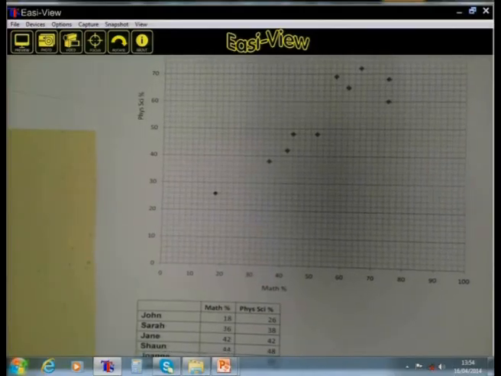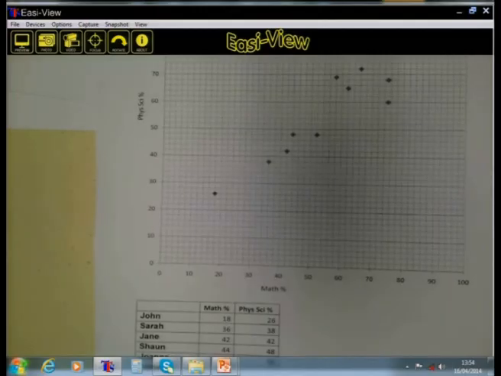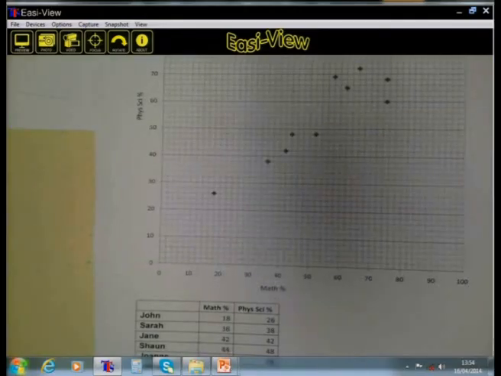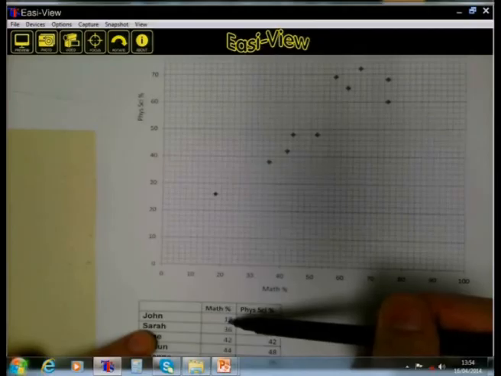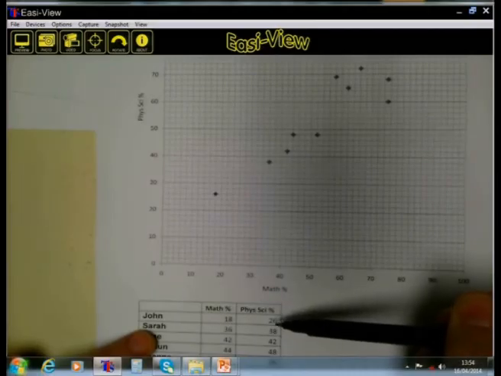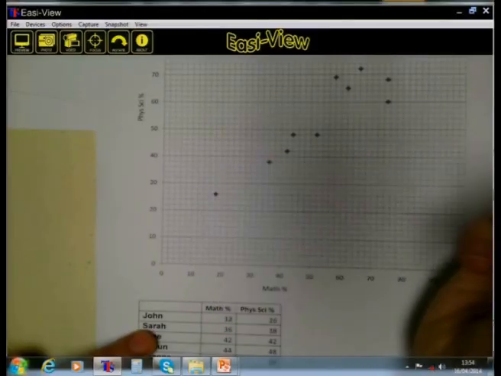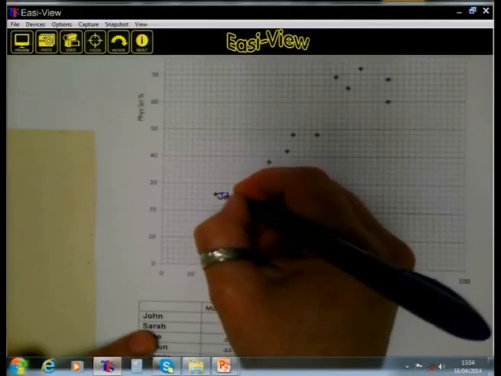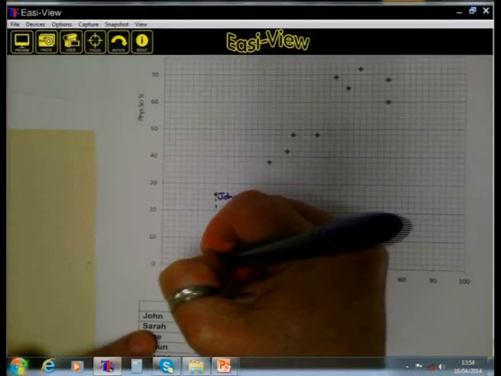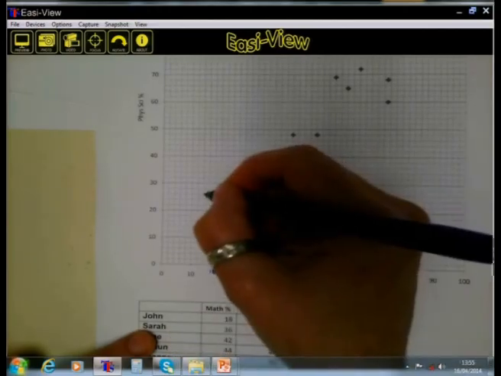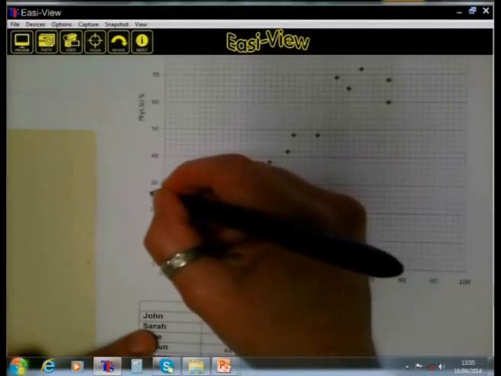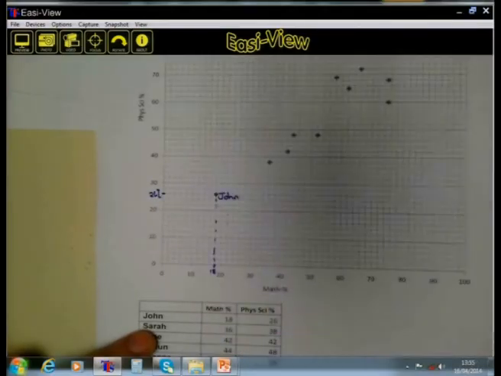If we take this data and we want to put it now on a diagram, then you will see we have for every learner two sets of data. We have for every learner a math mark and a physical science mark. So if you look at the first one here, John. John had 18% for mathematics and 26% for physical science. So if this dot here is presenting John, then we can read off that John at that point had 18% for mathematics, and if we read the corresponding value here, we see that John had 26% for physical science.